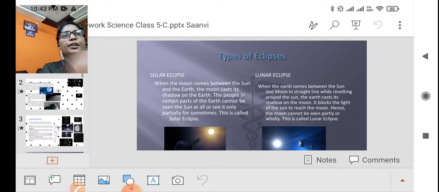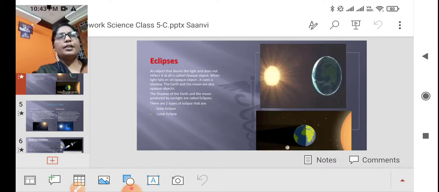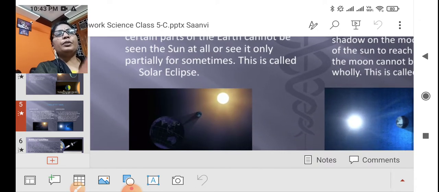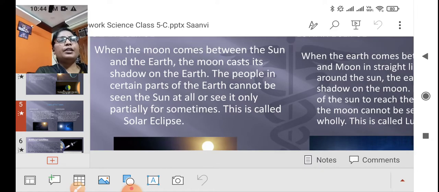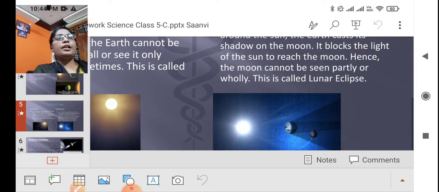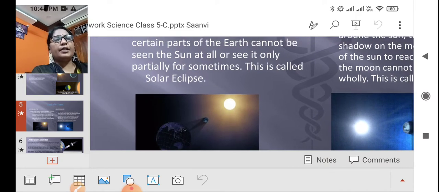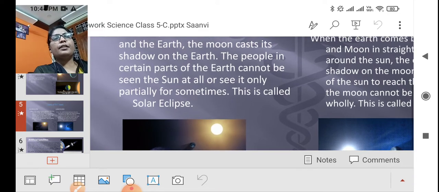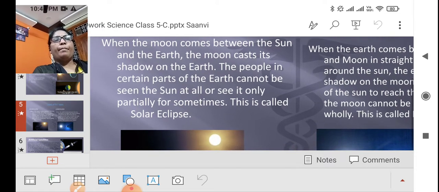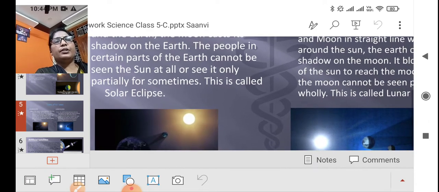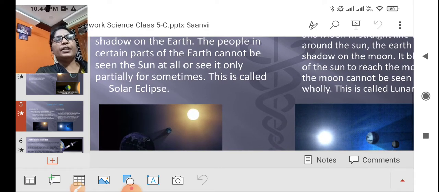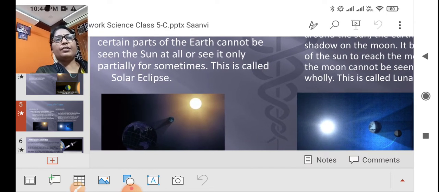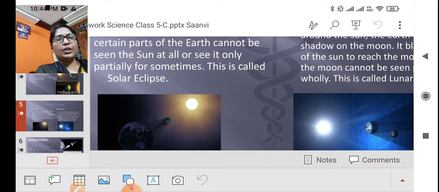Who is there in the middle in lunar eclipse? In the lunar eclipse, the earth is in the middle, whereas in the solar eclipse, the moon is in the middle. The moon casts its shadow on earth. The people in certain parts of the earth cannot see the sun at all or see it only partially for some time. This is called solar eclipse.